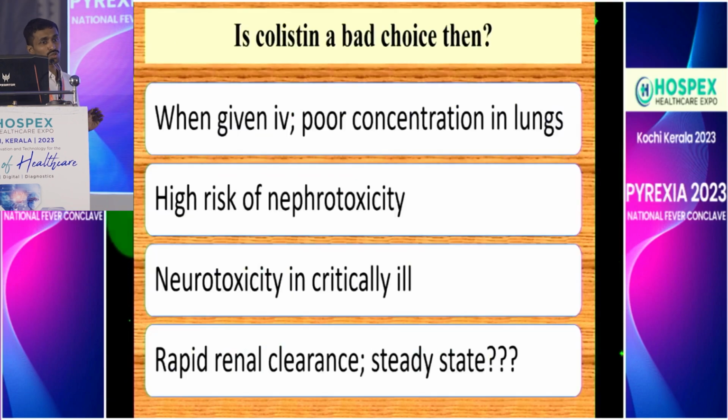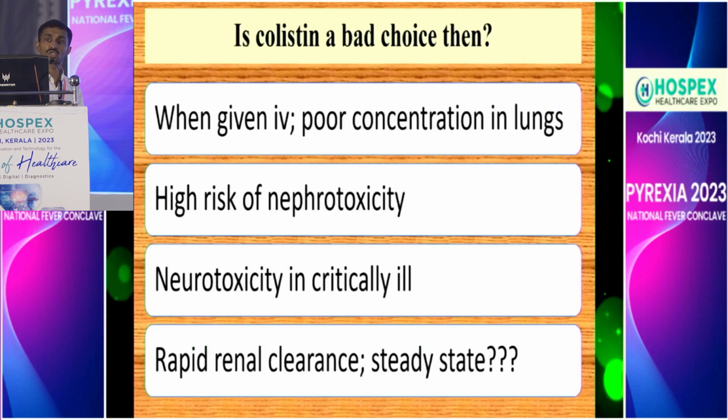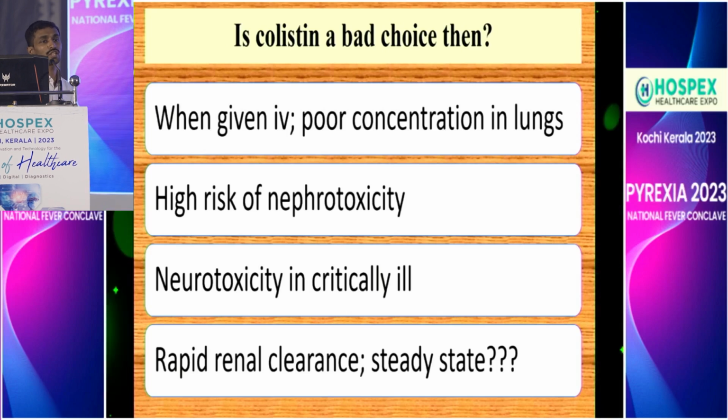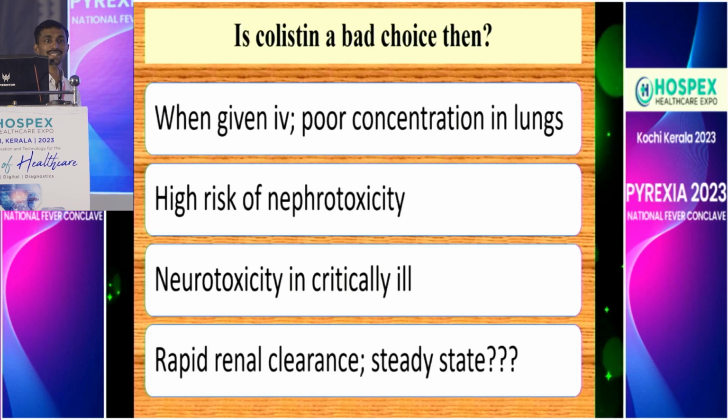So as we saw in the previous slide, most of the isolates were colistin sensitive. So then can we give colistin to these cases? The problem is, if you give colistin in a pneumonia case, the lung concentration is always poor. So you can't exactly bank on colistin for treating ventilator associated pneumonia cases.